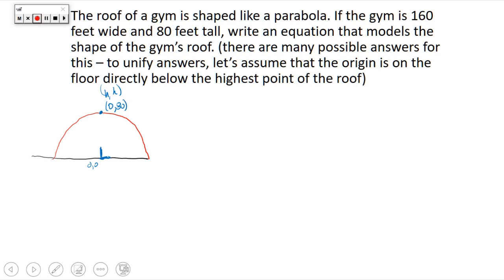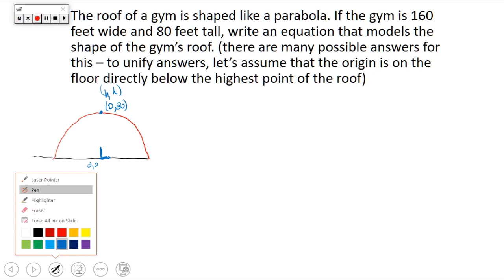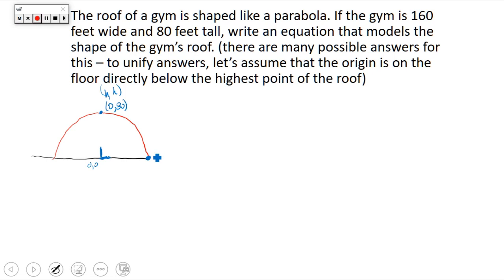Well, the equation of a parabola models any point x, y that's on that parabola. So look, here's a point on the parabola, and the coordinates of this point, because the gym is 160 feet wide, that means half the length of that would be 80 feet. So the coordinates of this point then must be 80, 0. And that's going to be our x, y.